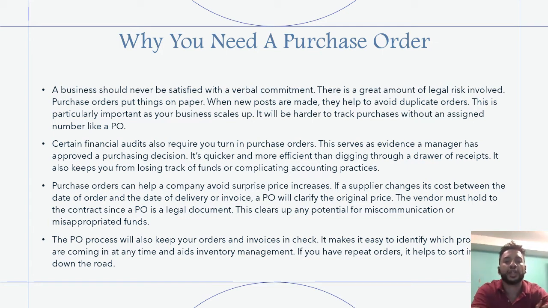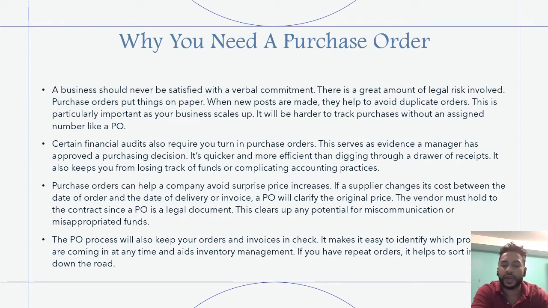Certain financial audits. This is particularly important as your business scales up. It would be harder to track purchases without an assigned number like a PO. Certain financial audits also require you to turn in purchase orders. Purchase orders can help a company avoid surprise price increases.